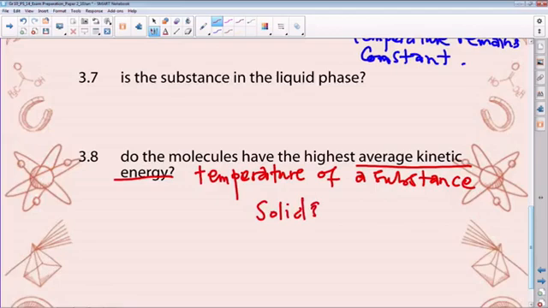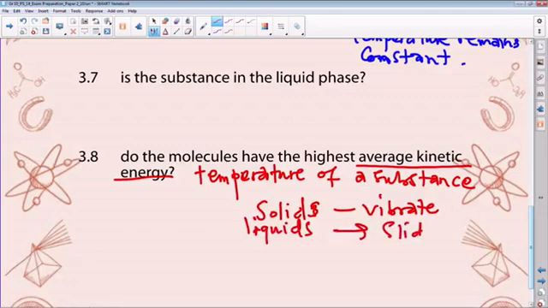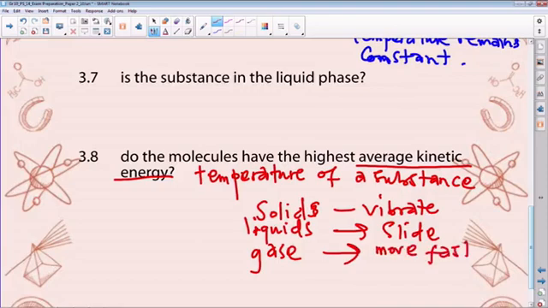So we know that solids vibrate. Particles of a solid vibrate within fixed positions, right? And then liquids, they tend to slide past one another. And then as far as gases are concerned, what exactly happens? Particles of a gas tend to move very fast and occupy most spaces within the shortest possible time.